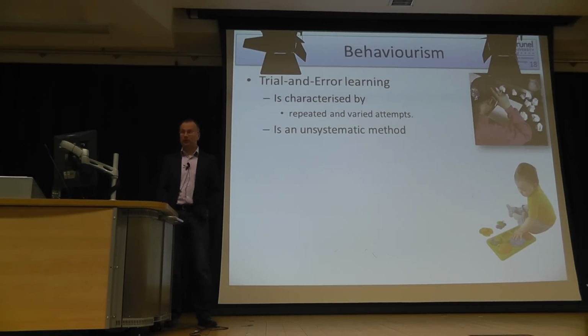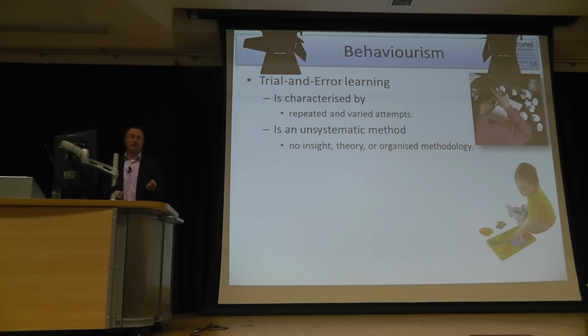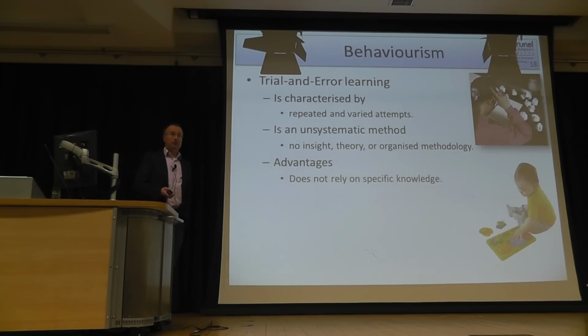There may be some system if you want to fit something into something else and you try to vary the angle, but generally it's an unsystematic method, and you don't require any insight into the problem or the theory, or any organized method. Like the cat, it's just wandering around in the cage randomly. So the advantage is you don't need any specific knowledge, and you don't need to understand the problem at all. You could just try your best to solve it. Therefore, trial and error learning is often used by animals as well as children.